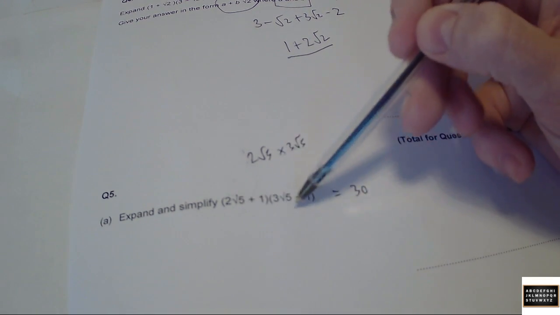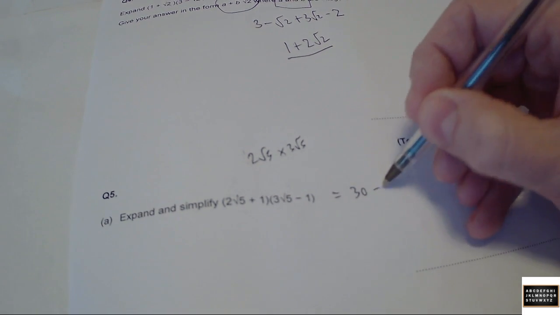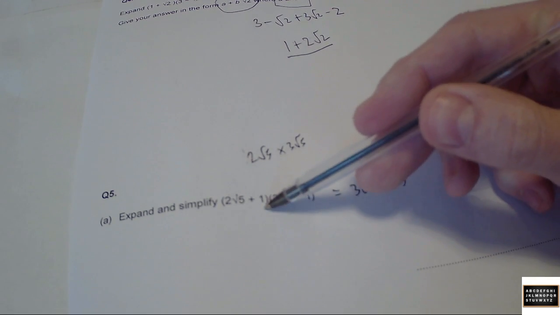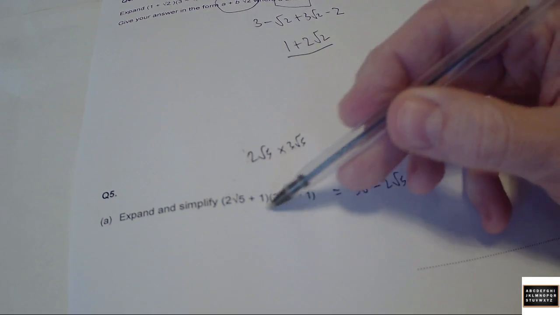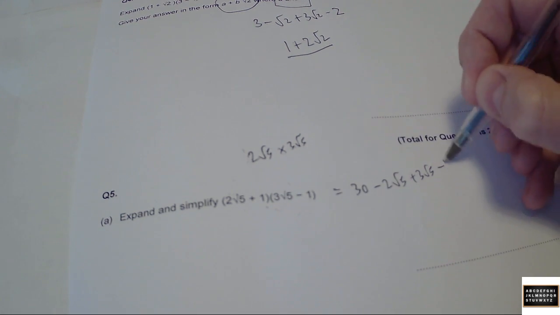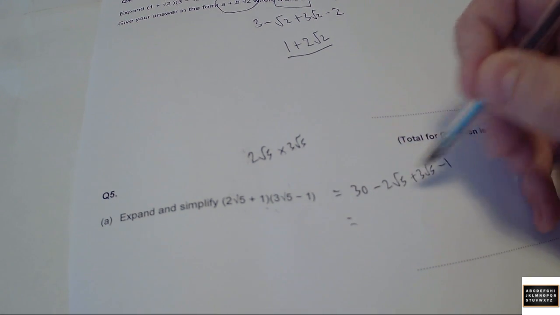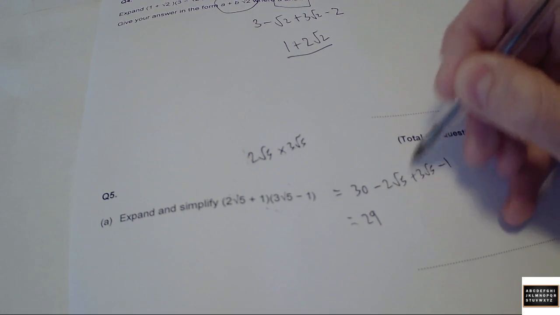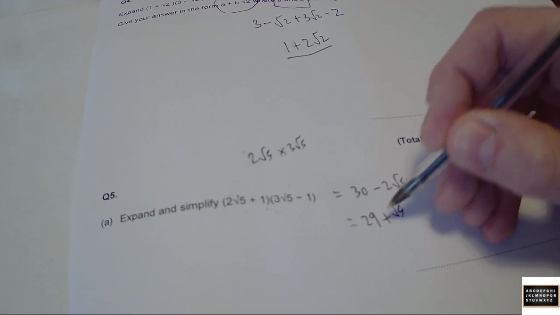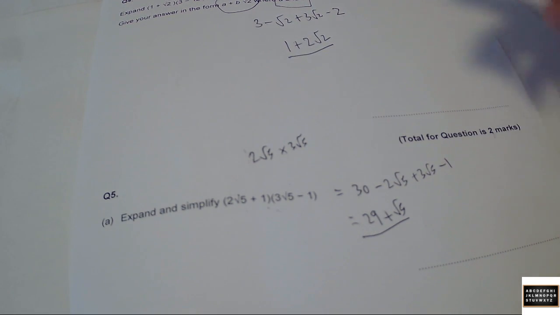Then the outside terms, minus 2 root 5, the inside terms, plus 3 root 5, and then the last two terms multiplied is minus 1. So you're ending up with 30 minus 1, which is 29, and then minus 2 plus 3 is plus root 5. Really simple.